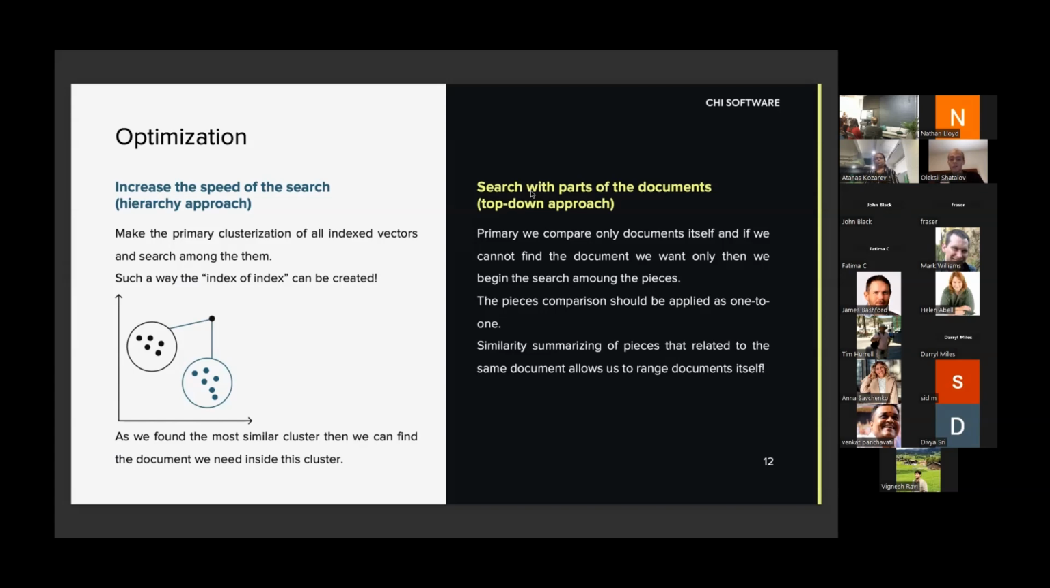Then the second point we are going to discuss is the search with parts of the documents. Primarily, we should compare only the documents themselves, but then we should split them into pieces that have some relation to the primary documents, and then perform the part-to-part search inside this data, making such a top-down approach. Next slide, please.